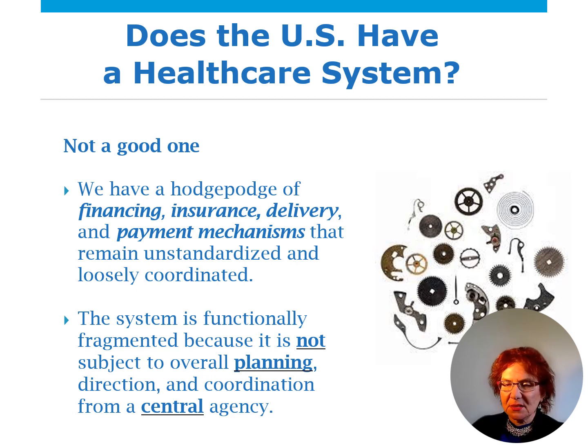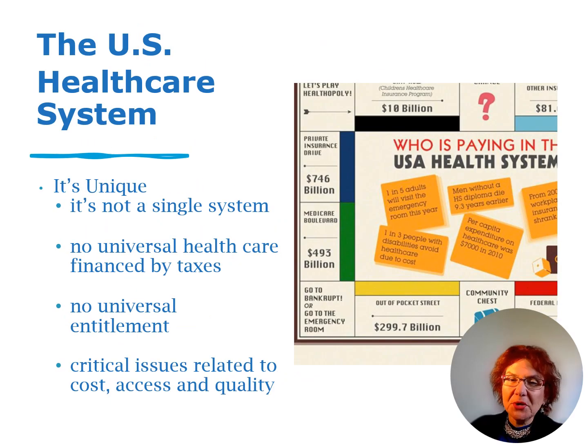I mean, we have pieces. We have Medicare, we have the Veterans Administration, and we have lots of private insurers, but we don't have any one government agency that coordinates all of it. And we're unique in this among developed countries, actually among most countries. We're not a single system.